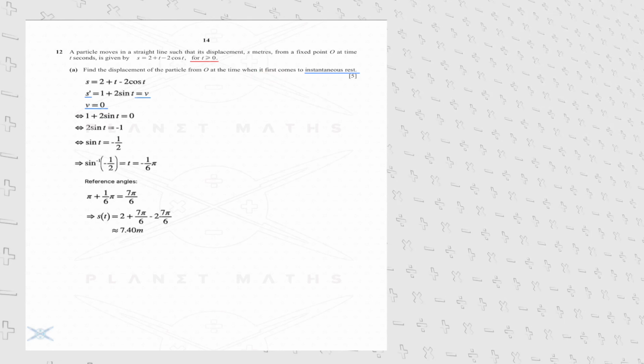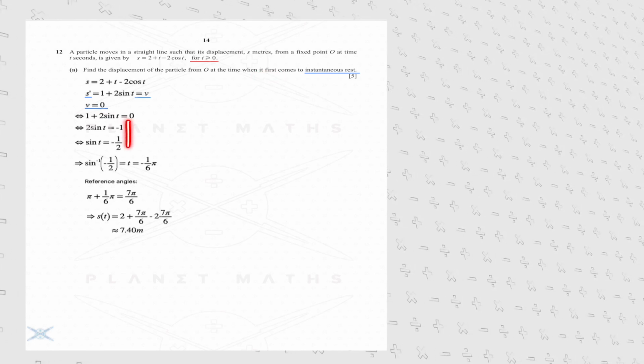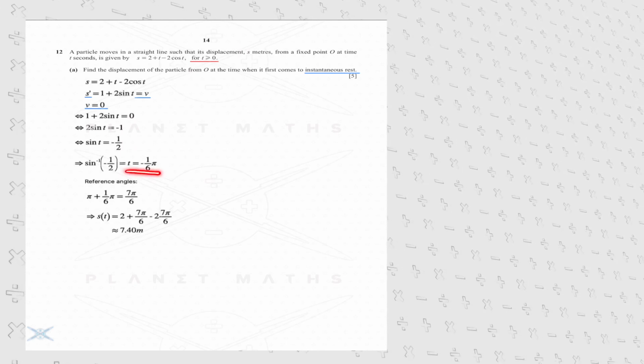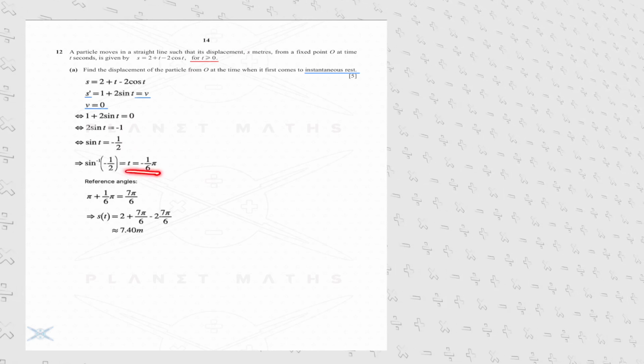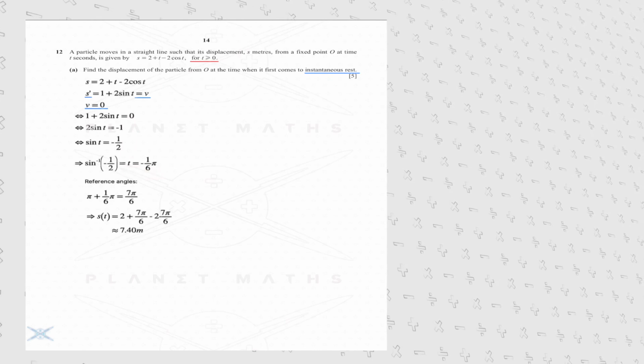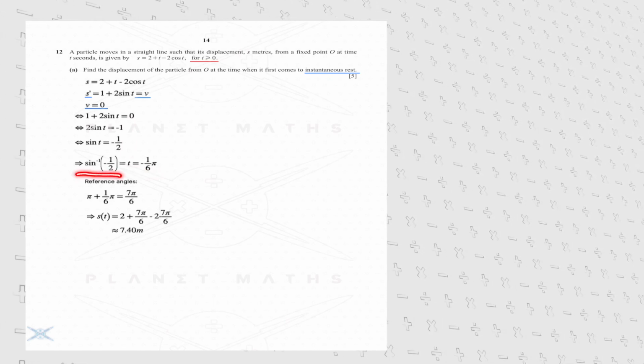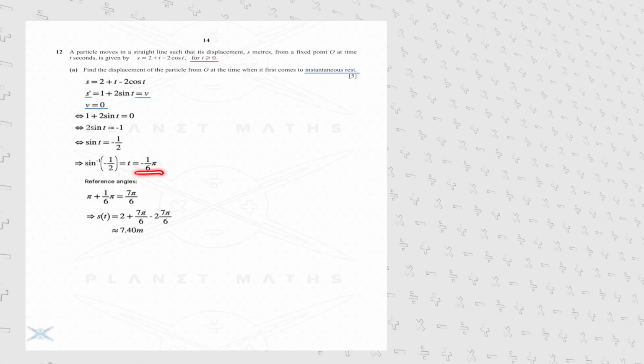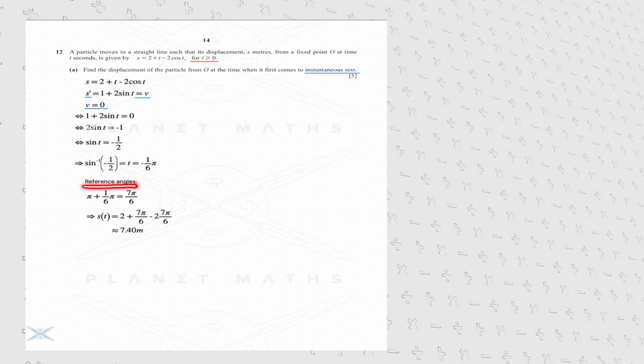So what we have to do here is to rearrange our equation for sine t, after which we are able to obtain a value for t with the help of our pocket calculator, namely -1/6 pi. Please keep in mind when using your pocket calculators that you use radians instead of degrees. Since we can't work with negative time, we will have to work with reference angles as provided.